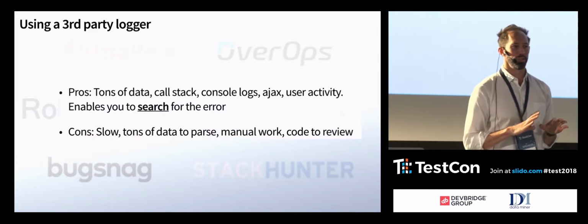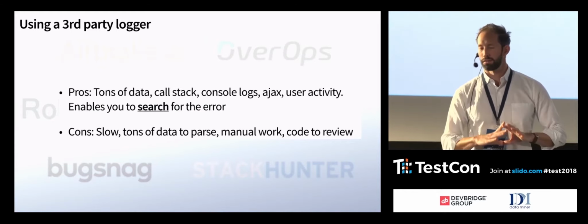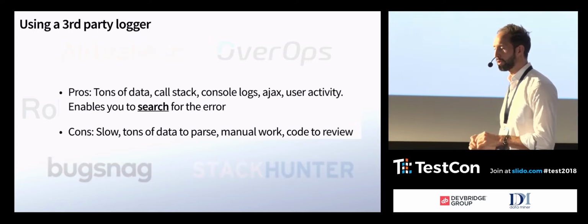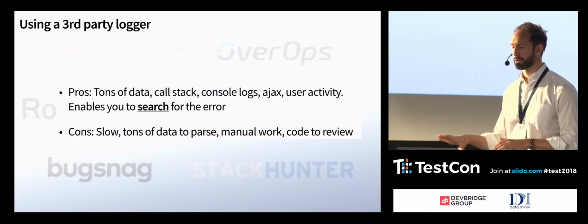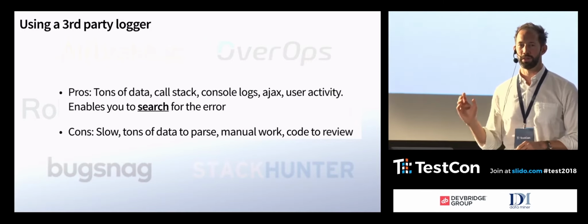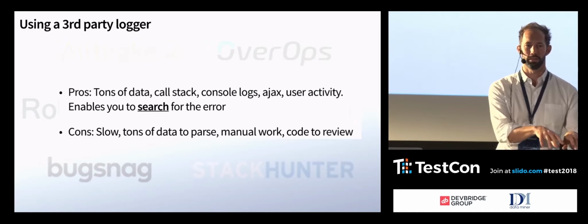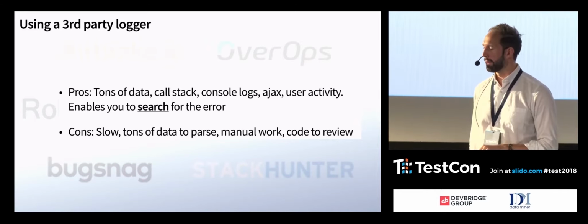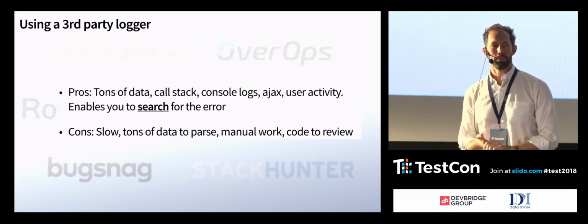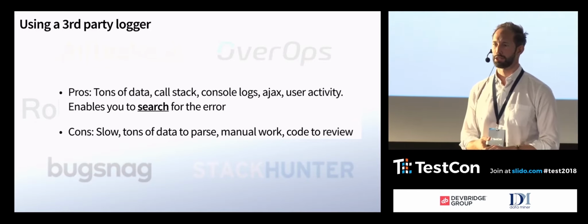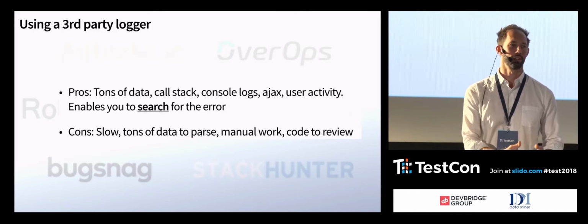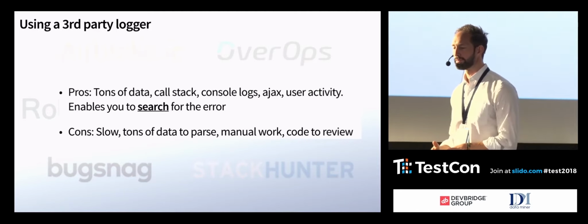And now we're starting to get somewhere. Now you get tons of data, metrics, graphs, call stacks, console logs, AJAX requests, log, whatever the user did, if they typed some strange character into the user input or something. And this really makes you much better at searching for the error, because it pinpoints where you should start looking. It doesn't reproduce the error, but it gets you pretty close.